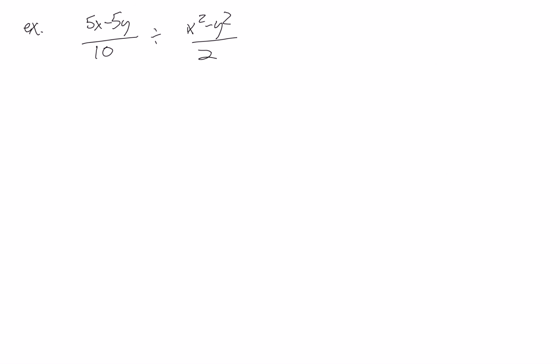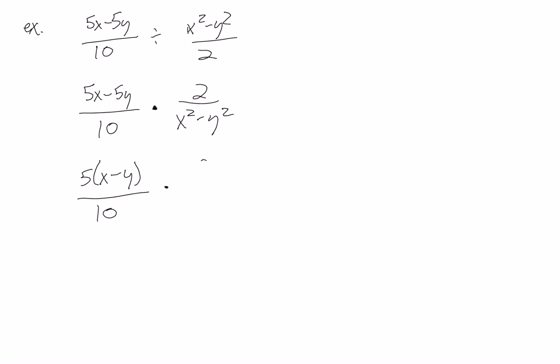Okay, let's look at another example. So this one we got 5x minus 5y over 10 divided by x squared minus y squared over 2. So it's division. So first step, let's change it to a multiplying question. So we'll multiply by the reciprocal. Now that's done, so now we have to do factoring. So on the left side we can common factor out a 5.